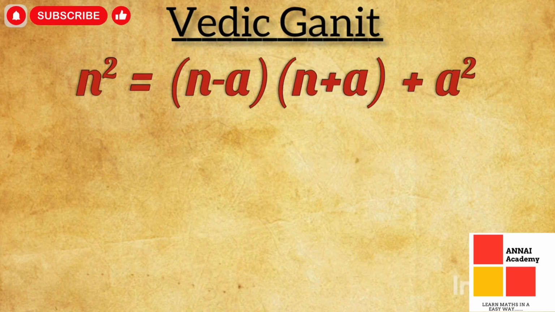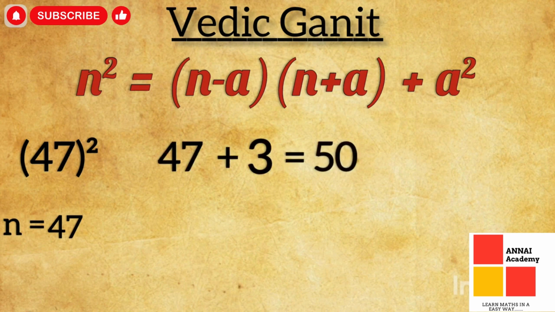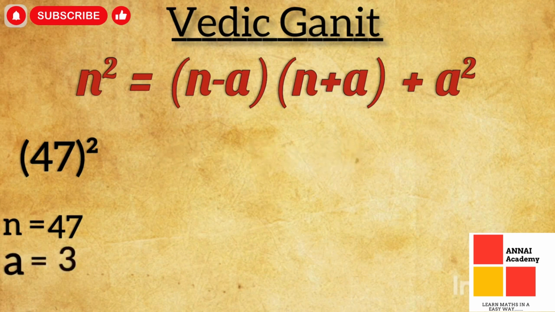Suppose we are given the number 47, and we are asked to find its square. So, in this case, we have n equal to 47. And when we add 3 to 47, we get 50. The last digit of this number is 0. Right? So, in this case, a is equal to 3. Now, we have got the value of n and a. Now, we will put it in the formula and find its square.